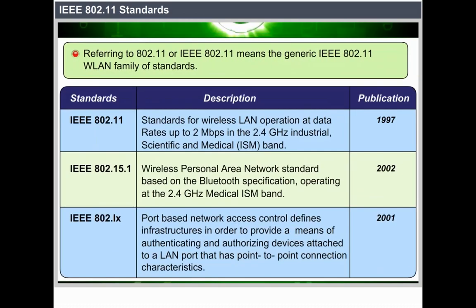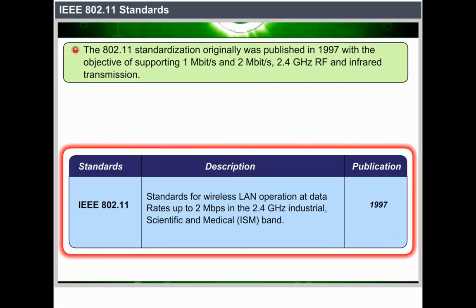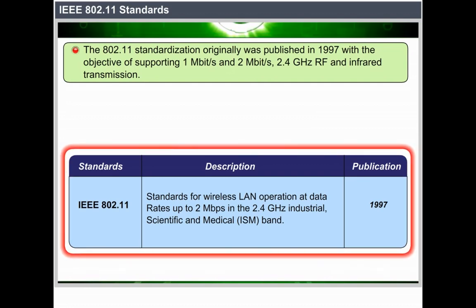Referring to 802.11 or IEEE 802.11 means the generic IEEE 802.11 WLAN family of standards. The 802.11 standardization, originally published in 1997, had the goal to support 1 megabit per second and 2 megabits per second, 2.4 gigahertz RF and infrared transmission.